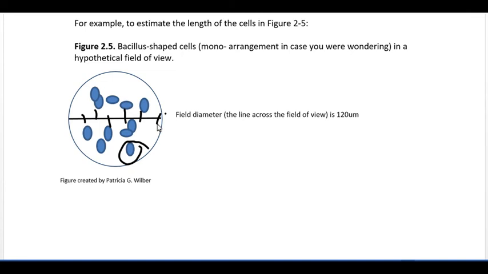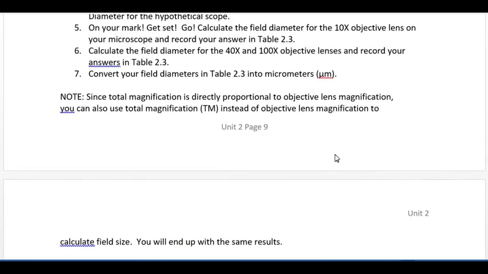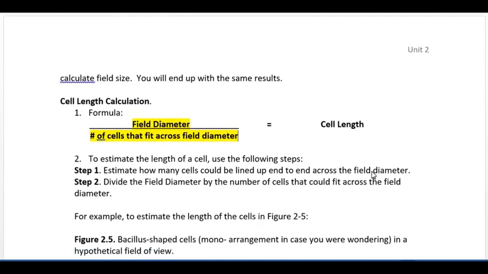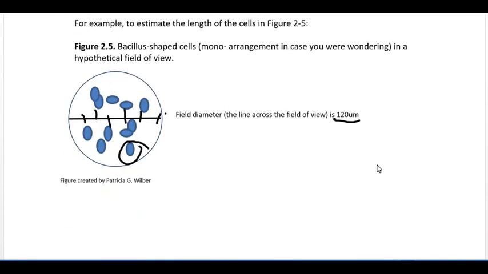Now, if I know what the field diameter is, I can go back up to my table and get this. In this particular figure, we're using 120 micrometers. That's an artificial number. When we're actually looking at the cells, we would be using the number from up here in our table, so we'd be using the 200. But we're just doing a practice run here.